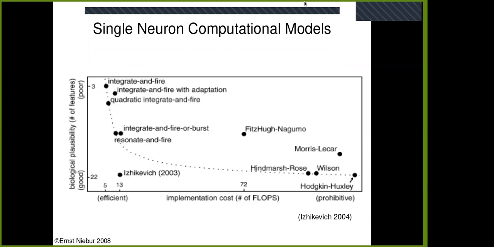But the models seem to roughly follow this line. Let's start with the very simplest one, integrate-and-fire. That's leaky integrate-and-fire. It's very cheap, only 5 flops, but it's also very poor, so that's not so good. At the other extreme, what he considered at the time the epitome of sophistication in modeling is Hodgkin-Huxley, and that wins in the number of features. It's good, 22 features, but he calls it prohibitive. I have my quibbles with that, but that's the best one that he aspires any model can do. And then there are things in between.